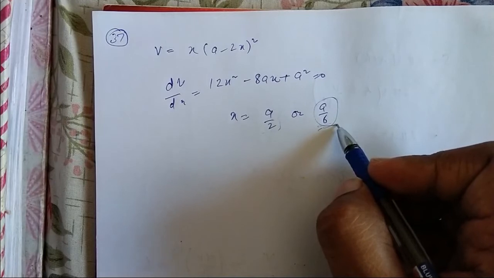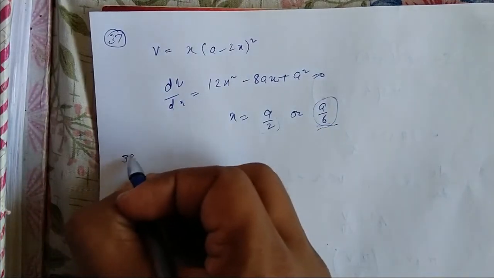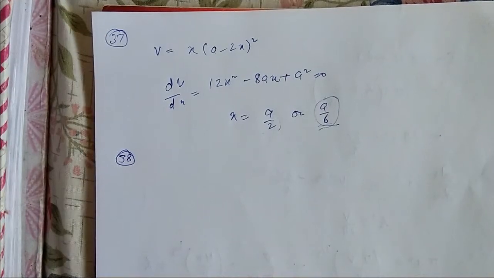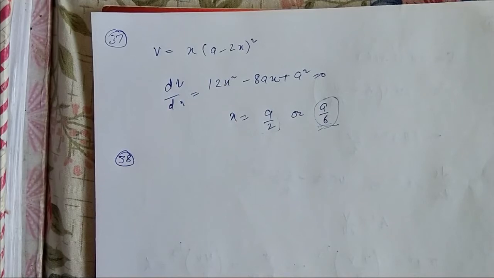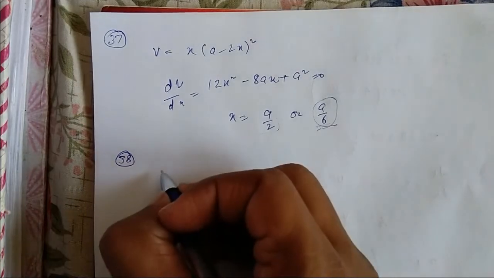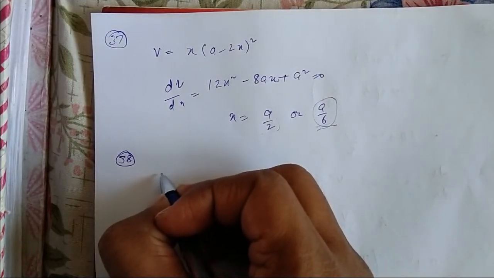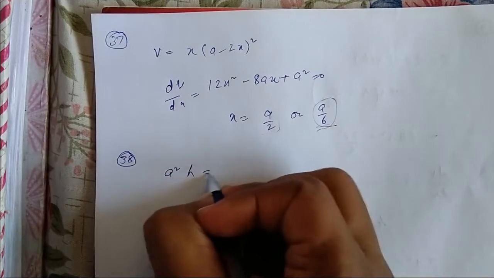Moving on to question number 38. A company desires to manufacture a large number of open metal boxes having a square bottom and a fixed volume of 32. The area of the least metal required is. So let the side be a and height be h. So a squared h is equal to 32.